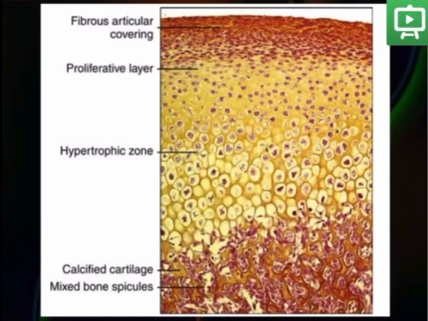Again, we see the fibrous articular covering, the proliferative layer, the hypertrophic zone of secondary cartilage, the calcified areas of calcified cartilage, the endochondral ossification, overlying areas of bone, and marrow spaces.